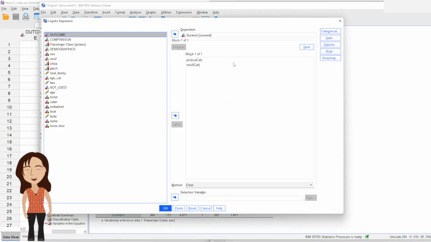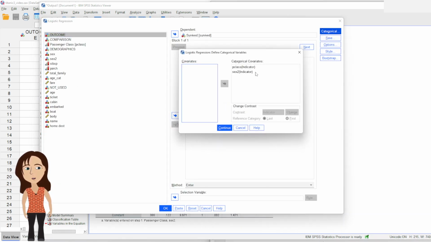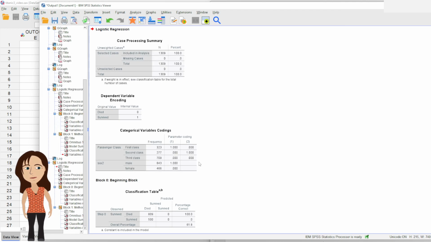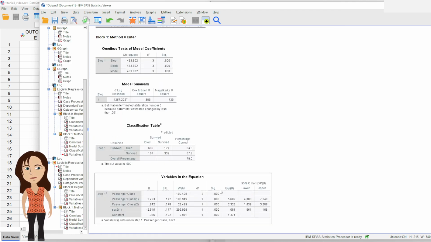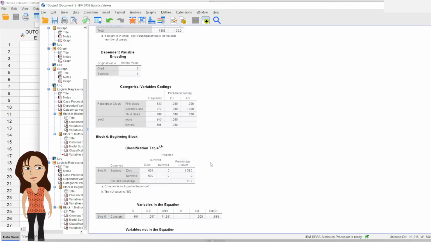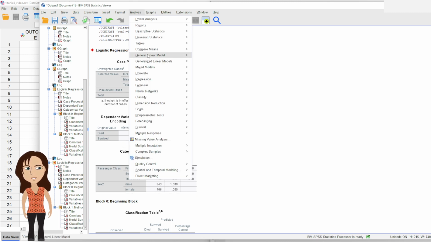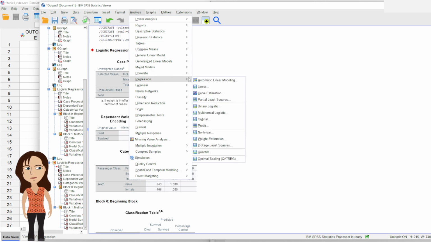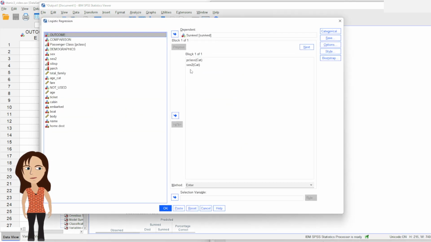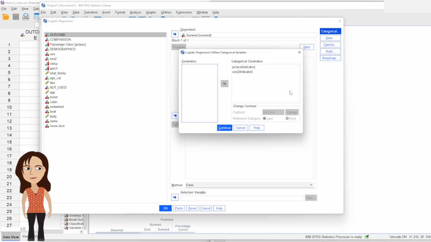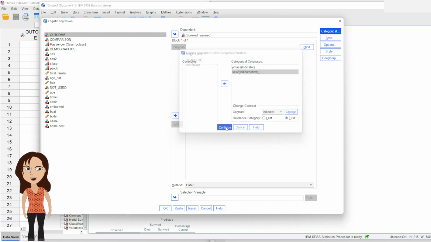So binary logistic, categorical, sex, the reference category, I want that to be the first one now. Did that not change it? I must have pressed something wrong. I didn't press change. Okay.